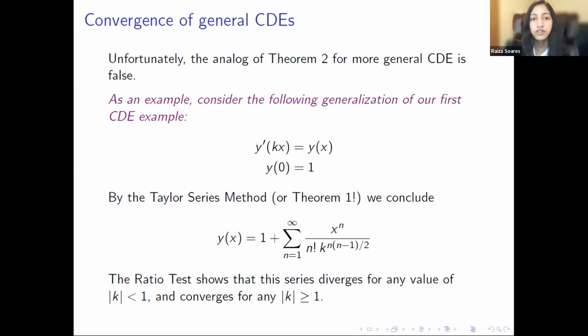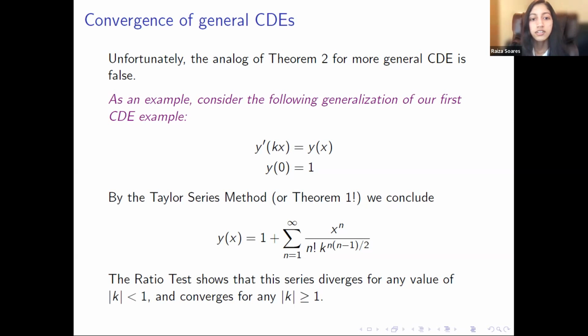But unfortunately, the analog of theorem 2 for more general CDEs is false. And as a counterexample, we'll consider this CDE. I showed you earlier y prime of 2 of x equals y of x, and that had a solution that converged rather rapidly. But if we replace the 2 with a general k, you'll see that when the absolute value of k is less than 1, this Taylor series diverges.